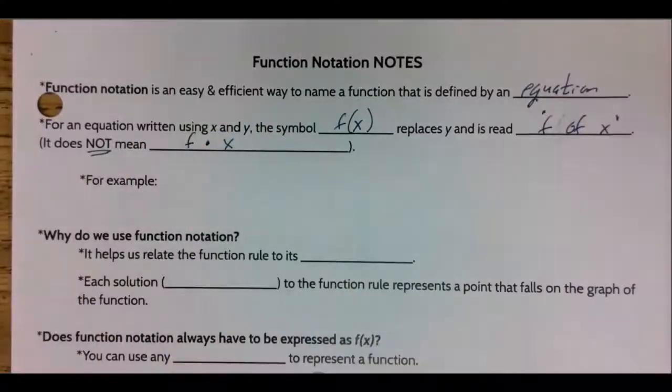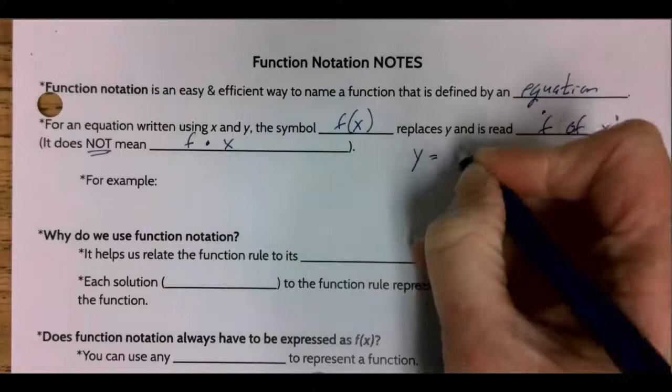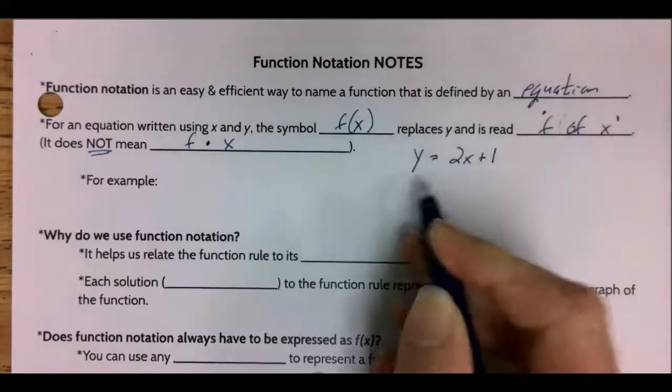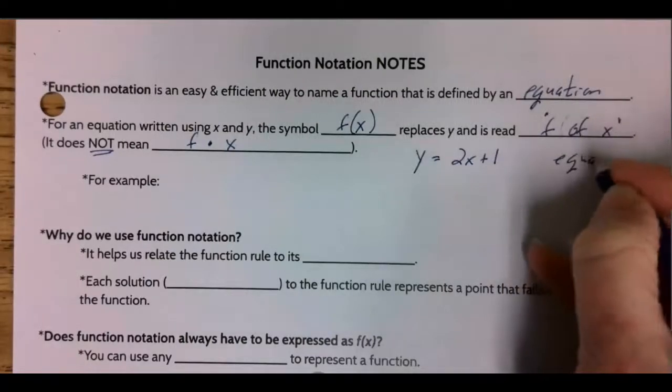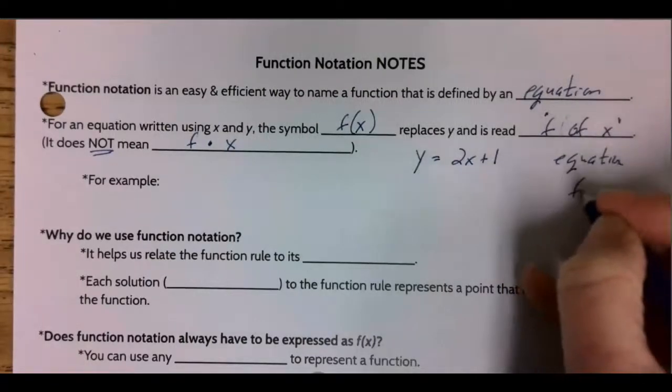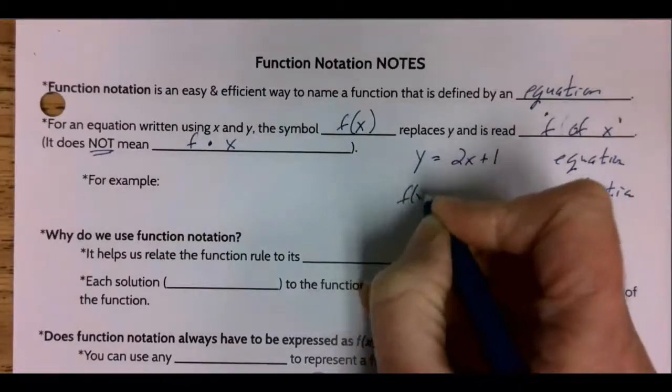Okay, so for example, if I have the equation y is equal to 2x plus 1, that's the equation form. This is how I write it as an equation. If I write it as a function, the only difference you'll see is that y becomes f of x.